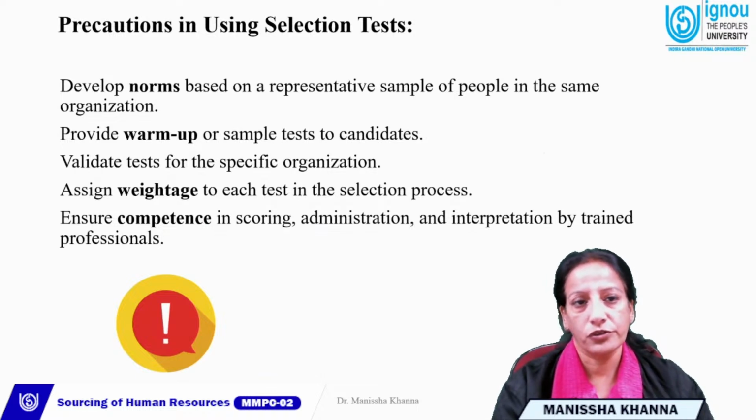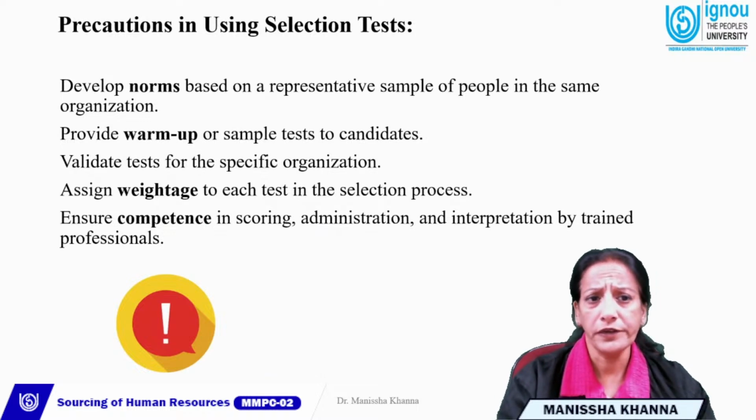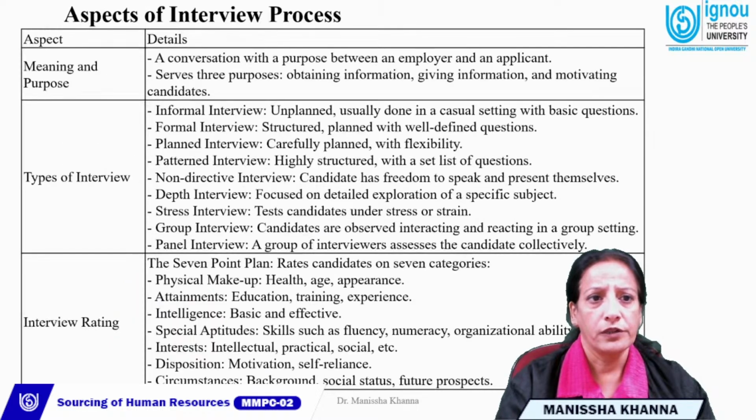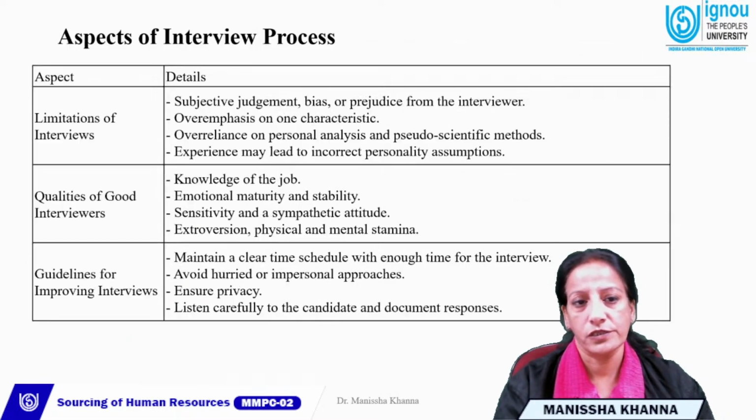Administration and interpretation of the psychometric test should be done by qualified and certified people only. The interview process can be informal, formal, planned, patterned, or non-directive. It can be a stress interview, group interview, or panel interview. Interview rating can be done on intelligence, special aptitude, interest, disposition, circumstances, and so on.